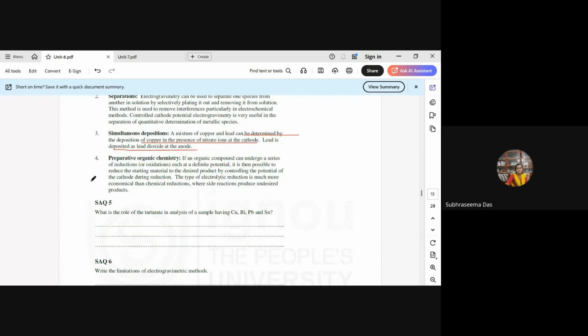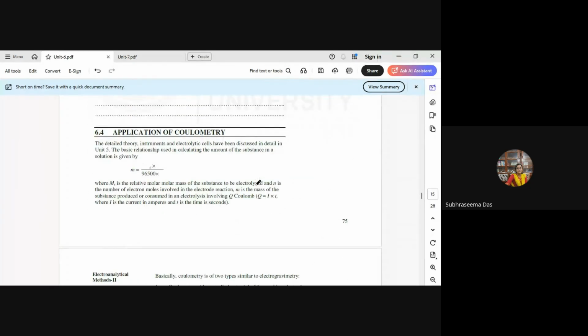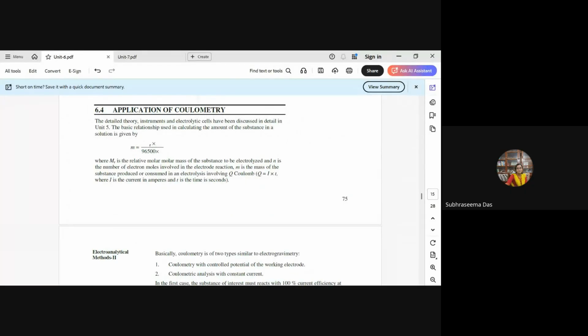Then, in preparative organic chemistry, if an organic compound can undergo a series of reductions or oxidations, each at a definite potential, then it is possible to reduce the starting material to the desired product by controlling the potential of the cathode during reduction. This type of electrolytic reduction is much more economical than other conventional reduction processes, where we encounter unnecessary side products. Then coming to applications of coulometry. So this was about electrogravimetry, and now this is the application of coulometry.